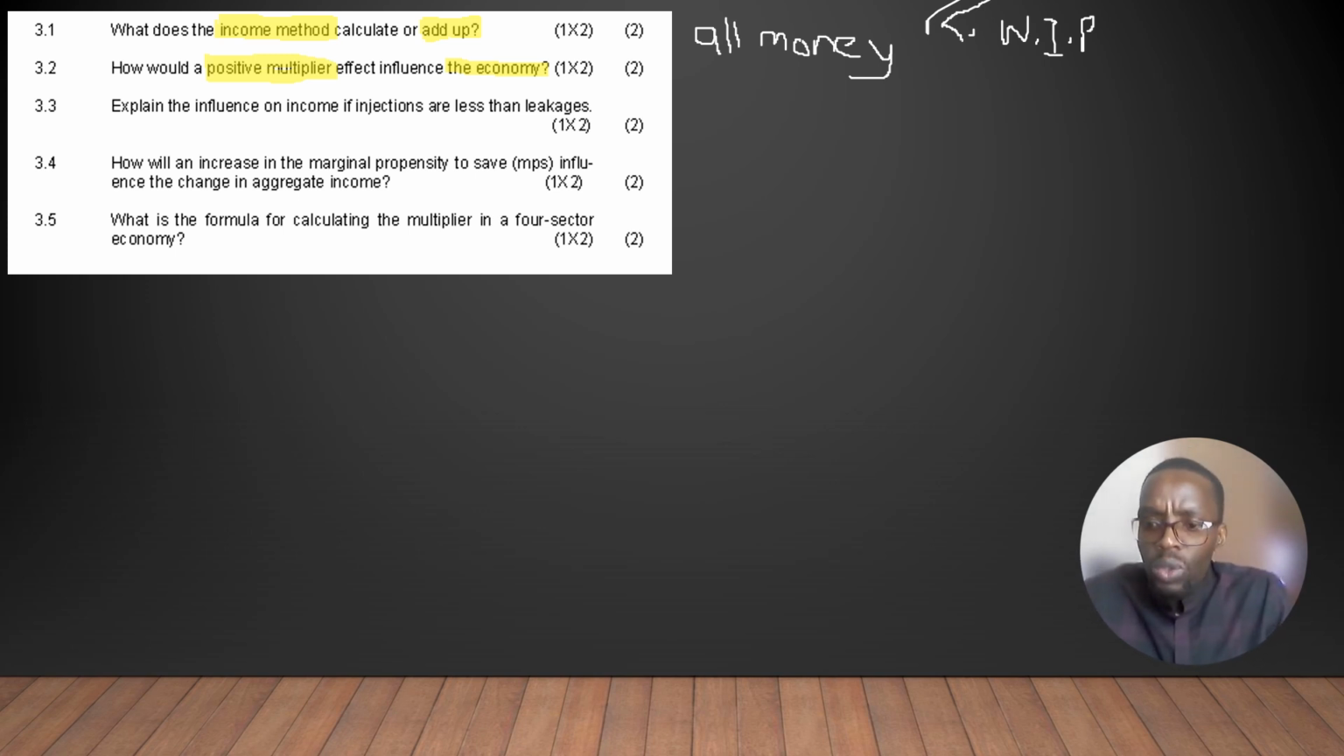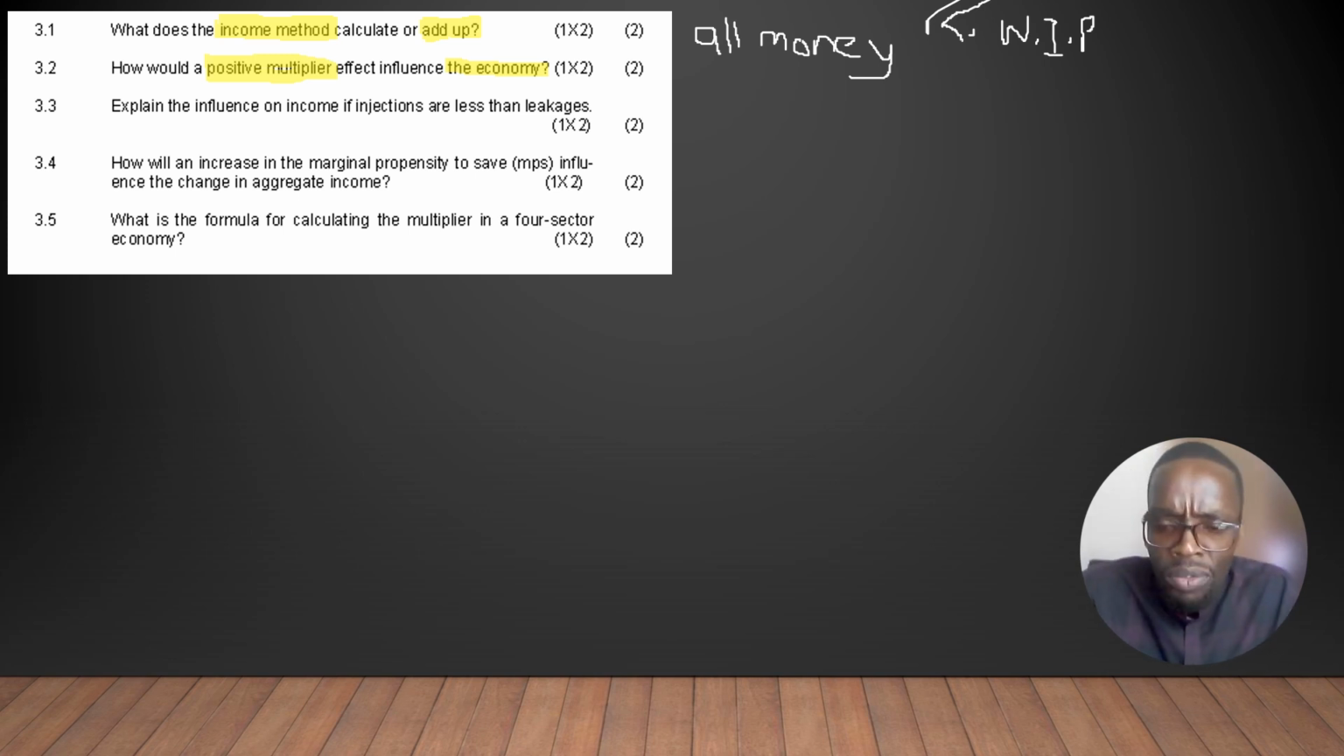When there is more income and the firms have increased their production capacity, then our GDP is going to increase. The value of our GDP is going to increase. So it also results in economic growth. You could have given me any one of those.